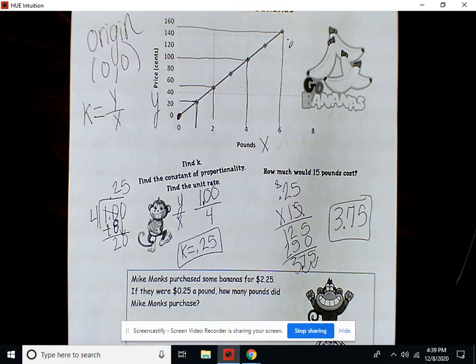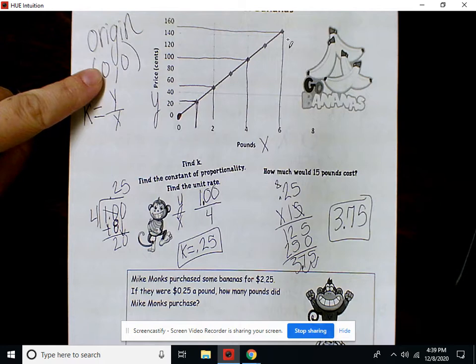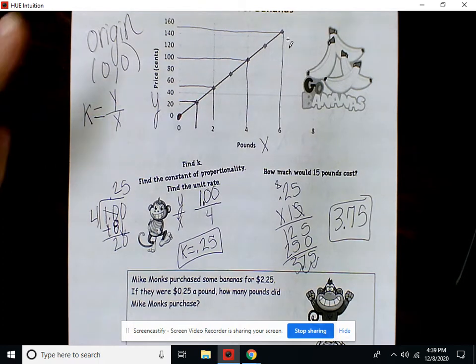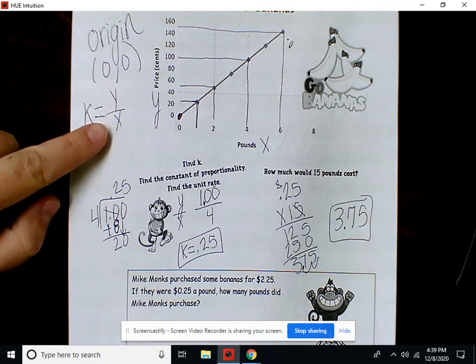Okay, so again, on the next page, you're going to go into more detail about graphs, how to find our K, and what it means to be a constant of proportionality. So again, it must go through 0, 0, which is our origin, and then to find your K, it's y over x.